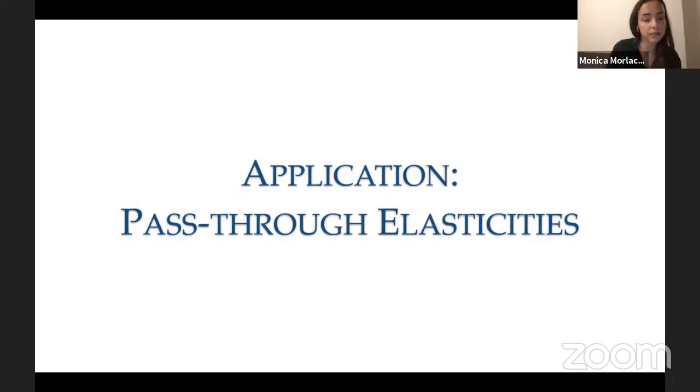Yeah, I'm going to get to the pass-through right now. The question was really about how pass-through is also related to the elasticity of substitution. Are you going to be able to get incomplete pass-through with low elasticities of substitution? That's the challenge.